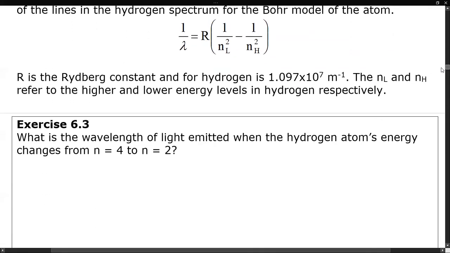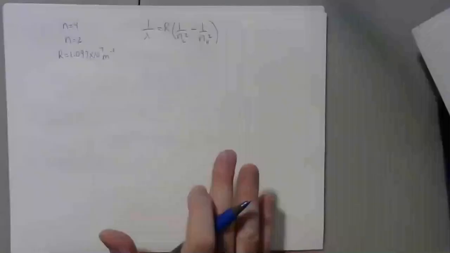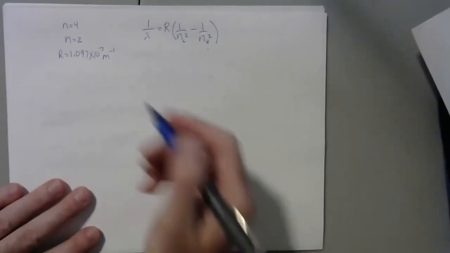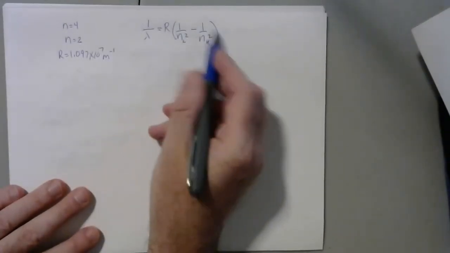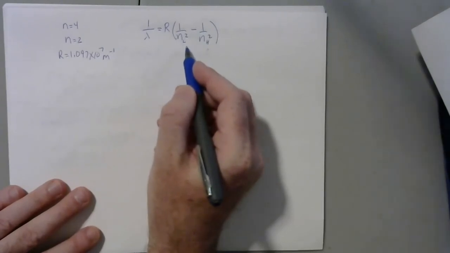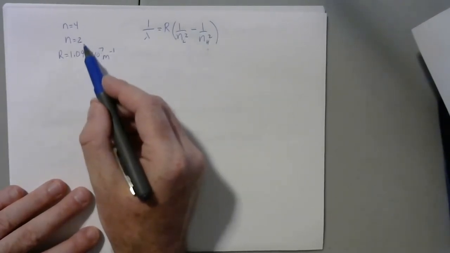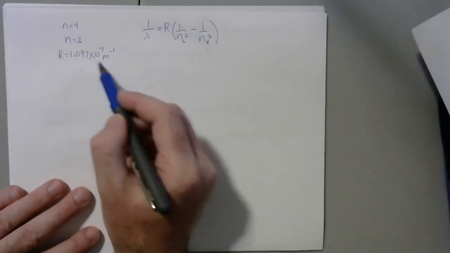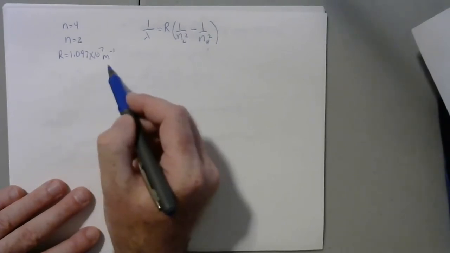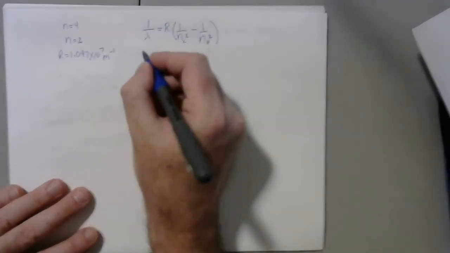So let's work an example. We'll take that 4 to 2 in the hydrogen spectrum, and we'll calculate the wavelength of light from that. So if we look at this problem, we use our Rydberg equation, which I just copied over, and then we're going from 4 to 2, and that's our R constant. That's just a constant. You'll use that same constant every time.